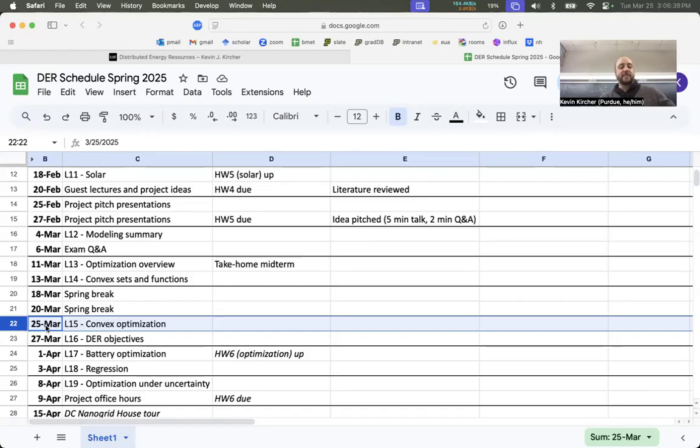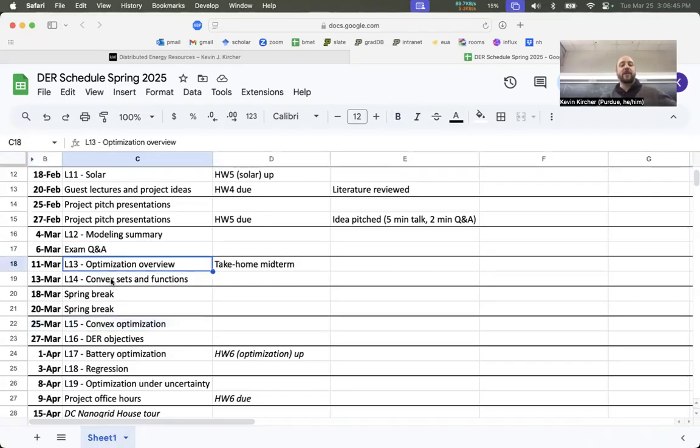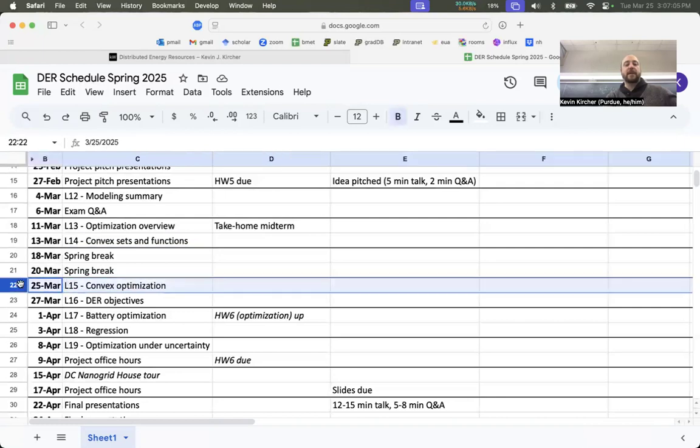This is lecture, I guess, number 15 here. Before break, ancient history, you probably have forgotten, just like I did, we talked about an overview of the field of optimization. Then we talked about convex sets and functions, which are needed to specify one particular class of optimization problems that's particularly relevant for DER problems. That's convex optimization. So today's lecture, we will talk about how we specify convex optimization problems and how we use software and algorithms in order to solve them on computers.